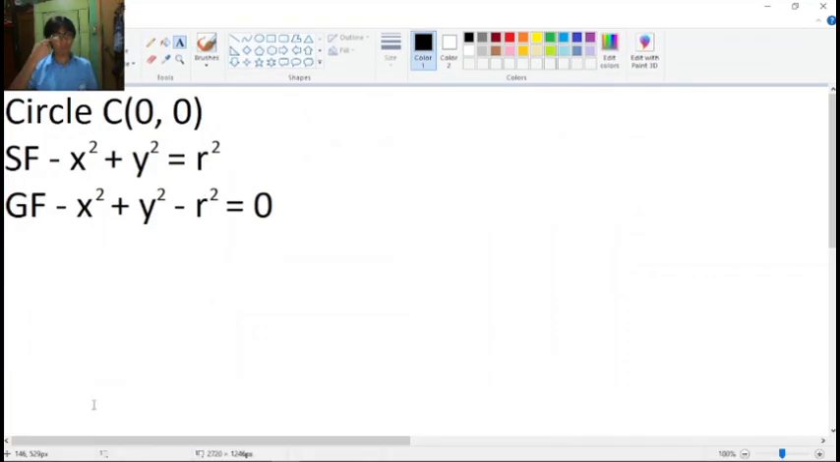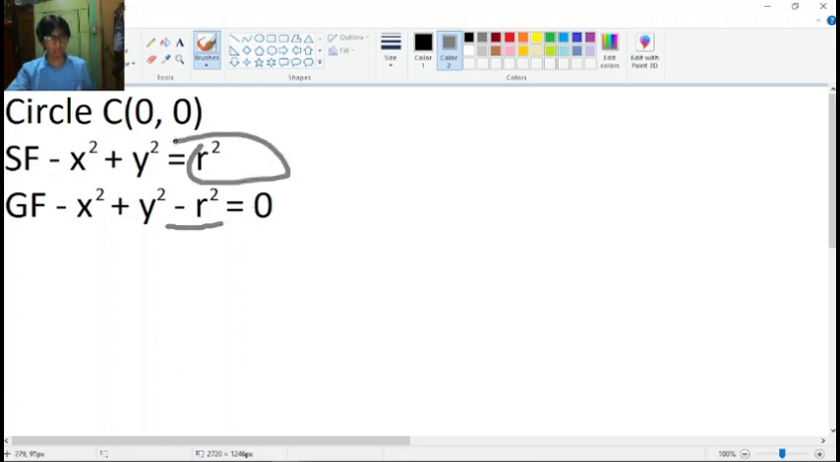For a circle whose center can be found at the origin of the Cartesian plane, aka the coordinates 0 and 0, the standard form is x squared plus y squared is equal to r squared. As for the general form, it's x squared plus y squared minus r squared is equal to 0. The way we got that is we transposed r squared to the other side, so its sign flips, it becomes negative instead of positive, and because this side is now empty, it becomes 0. That's how we got the general form of a circle at origin 0 and 0.